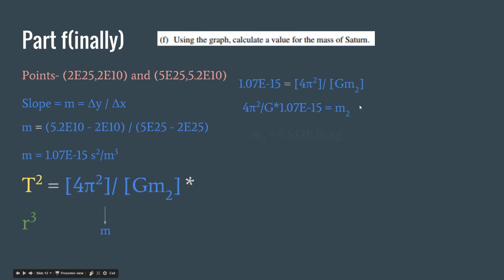And putting this into our calculator gives us a mass of 5.532 times 10 to the 26th kilograms for the mass of Saturn. And that looks to be pretty correct. I mean, it's pretty big, and you could assume that that's around about the mass of Saturn. I looked it up, and the mass of Saturn is about 5.6 times 10 to the 26th kilograms, so we're on the right track, and the AP exam would definitely have this answer in its range of possible correct answers.